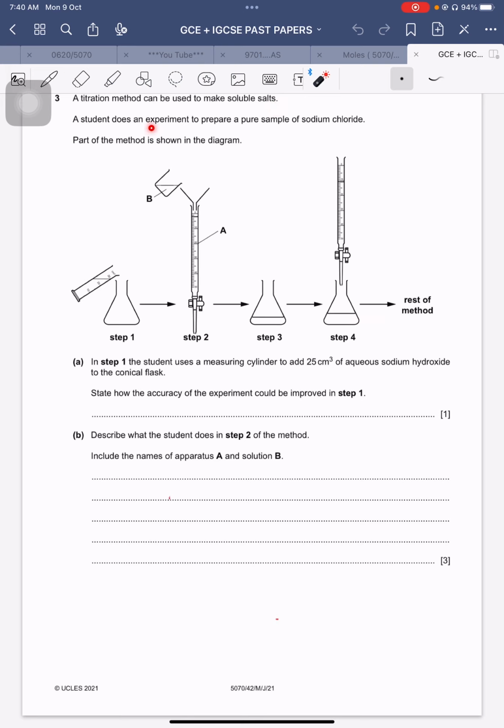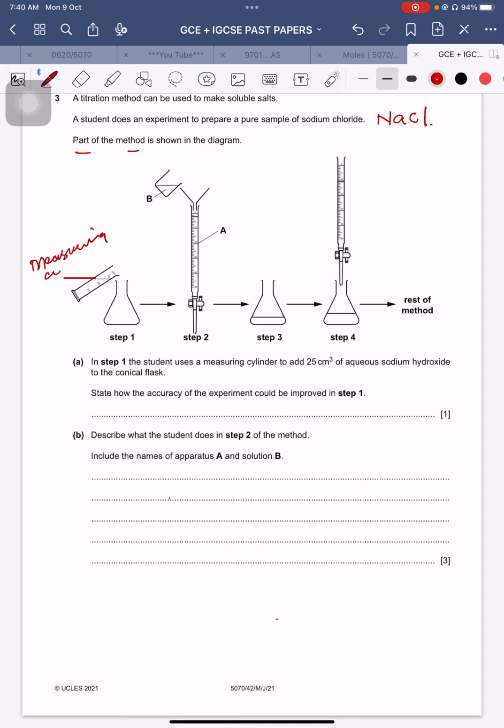A student does an experiment to prepare a pure sample of sodium chloride. Now, what is the formula of sodium chloride? NaCl. Okay, part of the method is shown in the diagram. So here we are not going to prepare sodium chloride, rather just look into the question what they are asking regarding your syllabus currently. You can see that this apparatus is called a measuring cylinder.